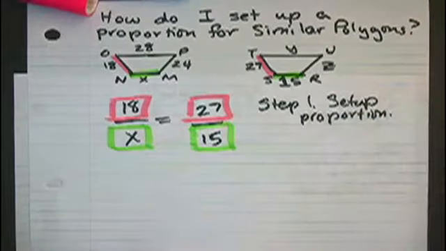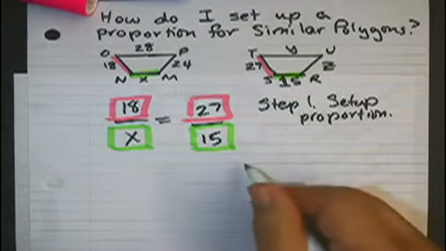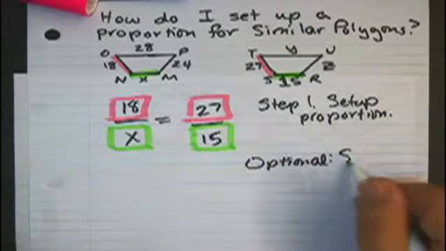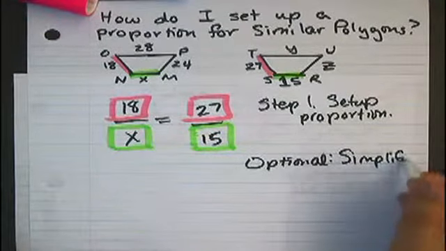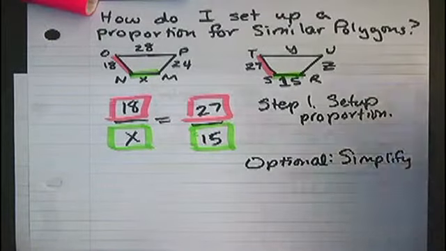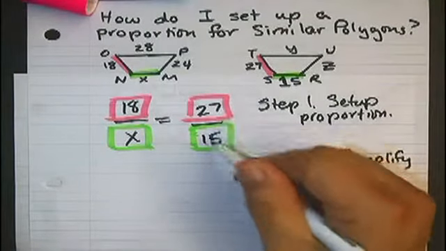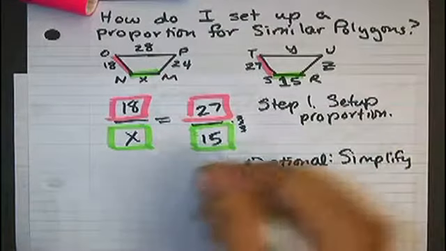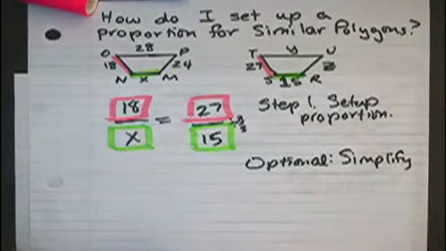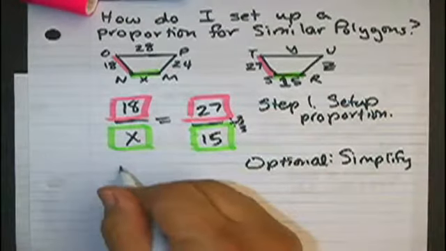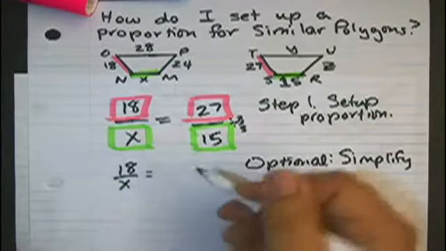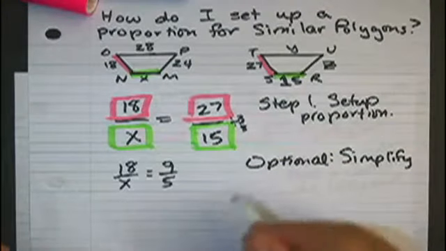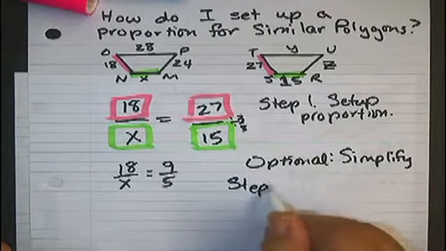All right. Now, once you've done that, what do you do next? Well, I personally, an optional step is to simplify. Optional. Simplify. You could go ahead and cross multiply next. I personally like simplifying. So I can see that 3 goes into both of those, so I could go 3 over 3. So divide by both of that, by 3 over 3. That's just a little note to myself what I'm doing. So I'm going to have 18 over x equals 9 over 5.